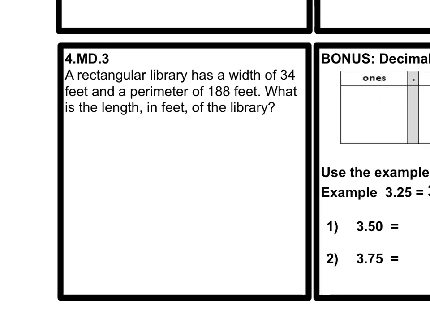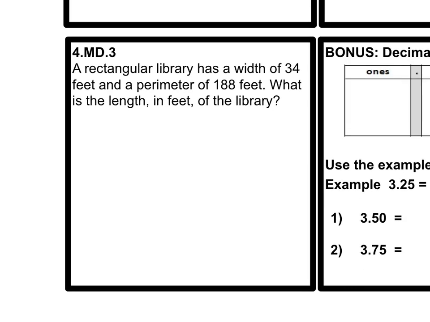All right, this one's a little bit trickier, perimeter and area. A rectangular library has a width of 34 feet and a perimeter of 188 feet. What is the length in feet of the library? So some key things to note here. It's a perimeter of 188 feet, not the length, okay? But we do know that it's a width of 34 feet, which is good to know.